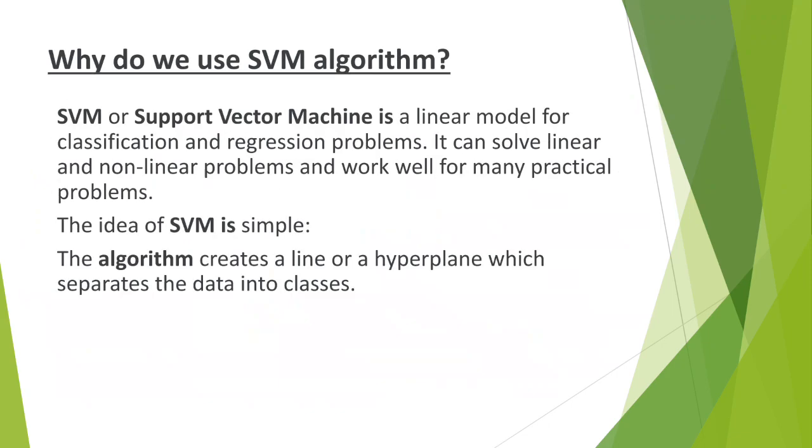How does SVM algorithm work? SVM is a supervised machine learning algorithm which can be used for classification or regression problems. It uses a technique called the kernel trick to transform your data, and then based on this transformation, it finds an optimal boundary between the possible outputs.